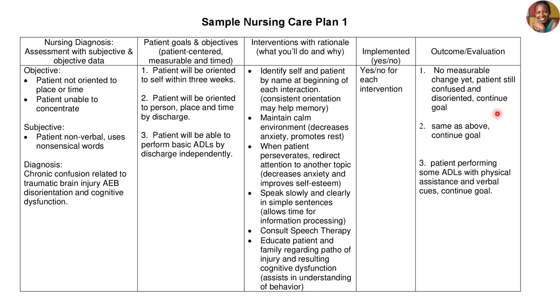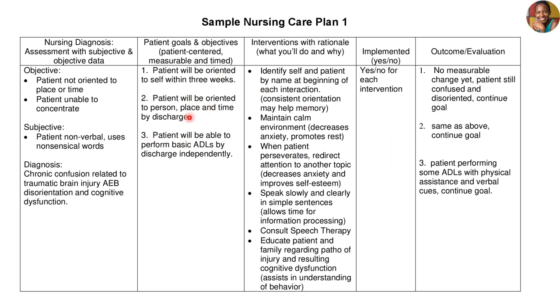So how do we evaluate the outcome as generated from the goal? So the patient will be oriented to self within 3 weeks. What are the changes? This one here is saying no measurable change yet, patient still confused and disoriented. We need to continue with our goal. So in the next nursing care plan, this diagnosis will be maintained and the goal will also be maintained.